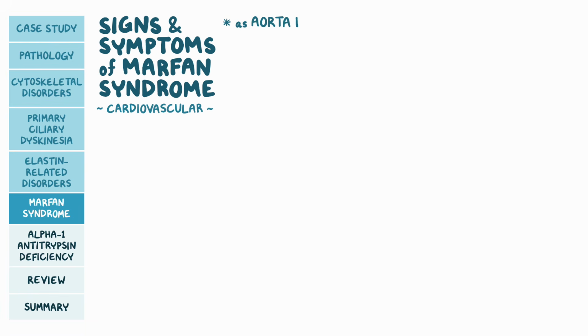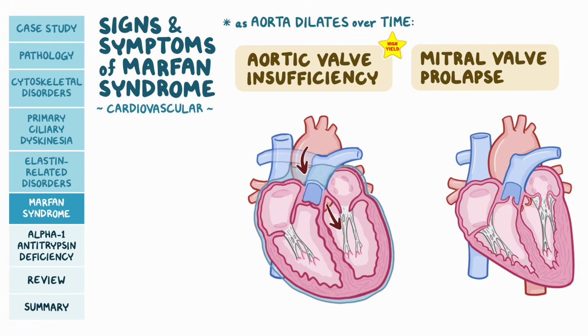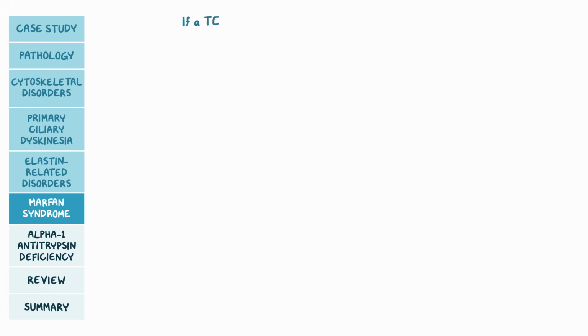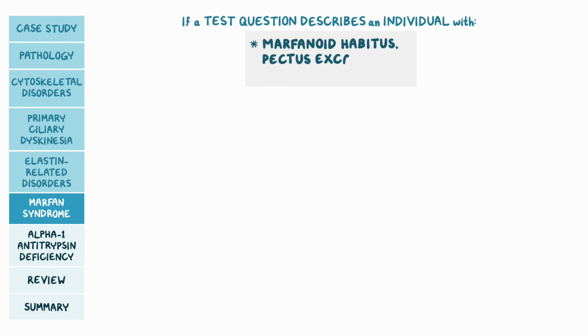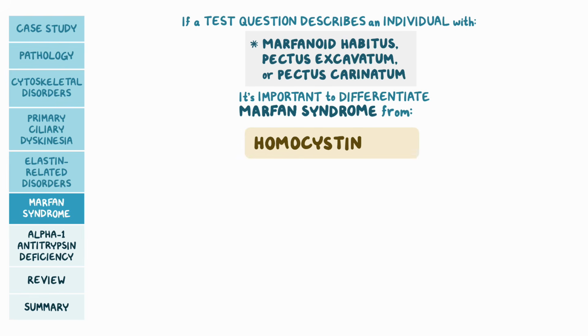Now, as the aorta dilates over time, there's a risk for aortic valve insufficiency, where blood leaks back into the left ventricle during diastole. Marfan syndrome may also lead to mitral valve prolapse, which is when the mitral valve becomes floppy and bulges into the left atrium during systole. Now, if a test question describes an individual with a marfanoid habitus, pectus excavatum, or pectus carinatum, it's extremely important to differentiate Marfan syndrome from homocystinuria.